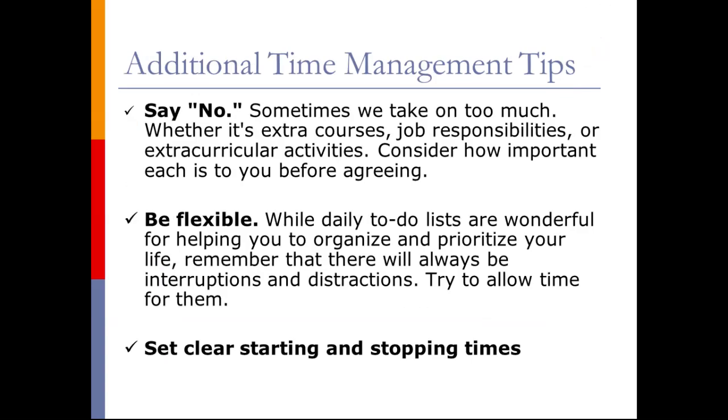So some additional tips. Say no. Sometimes it's really hard to do this. Many people want to take on a lot of responsibility and extracurricular activities. We want to be involved with everything we possibly can. However, we just don't have time for it. Sometimes you want to pick up an extra shift. Sometimes you want to hang out with your friends and get dinner with them. But you really need to consider how important each of the things you're doing are before you agree to them.